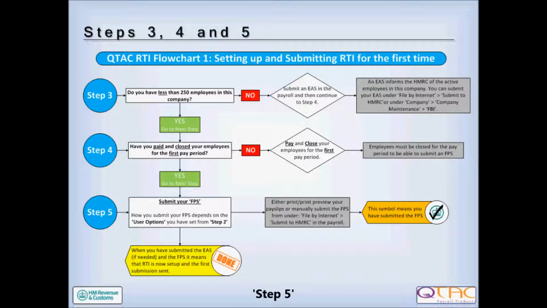Step 5. Submit your FPS. How you submit your FPS depends on the user options you have set earlier in step 2. You can either print or print preview your payslips, or you can manually submit the FPS from under File by Internet, Submit to HMRC in the payroll. The symbol in the orange box on the right hand side will show up next to employees' names once you have successfully submitted an FPS for them. When you have submitted the EAS, if needed, and the FPS, it means that RTI is now set up and the first submissions have been sent.